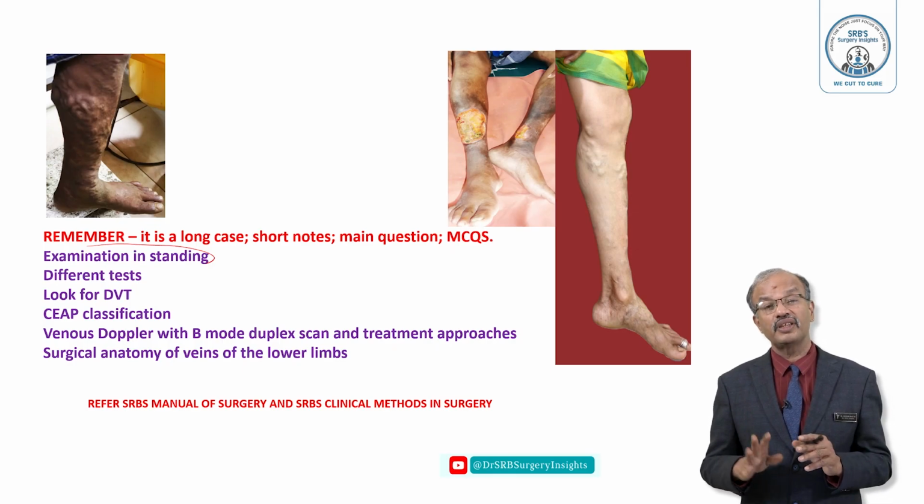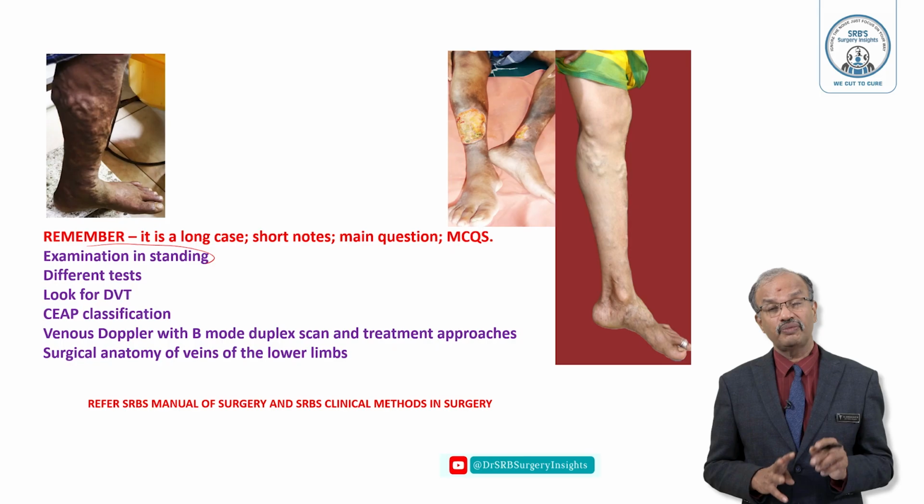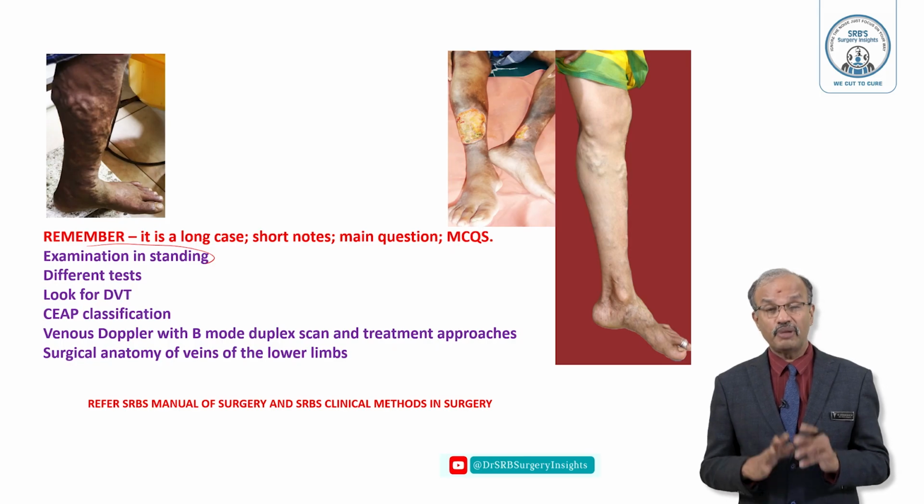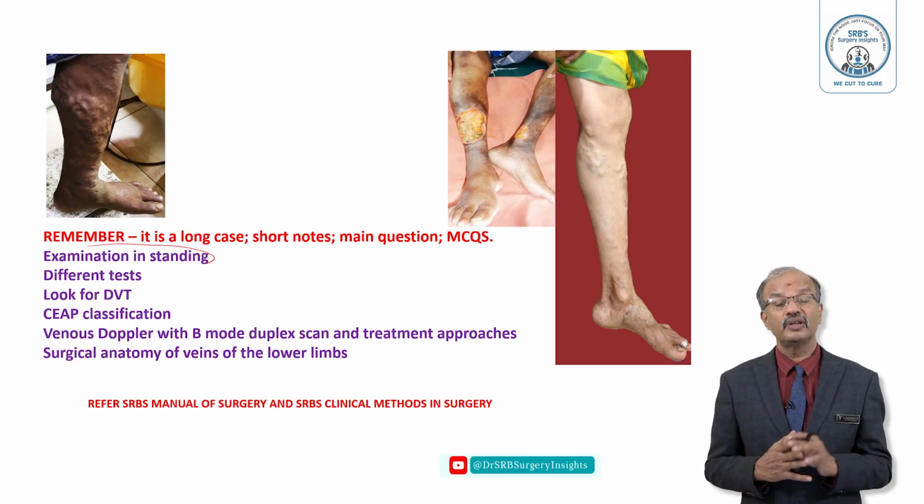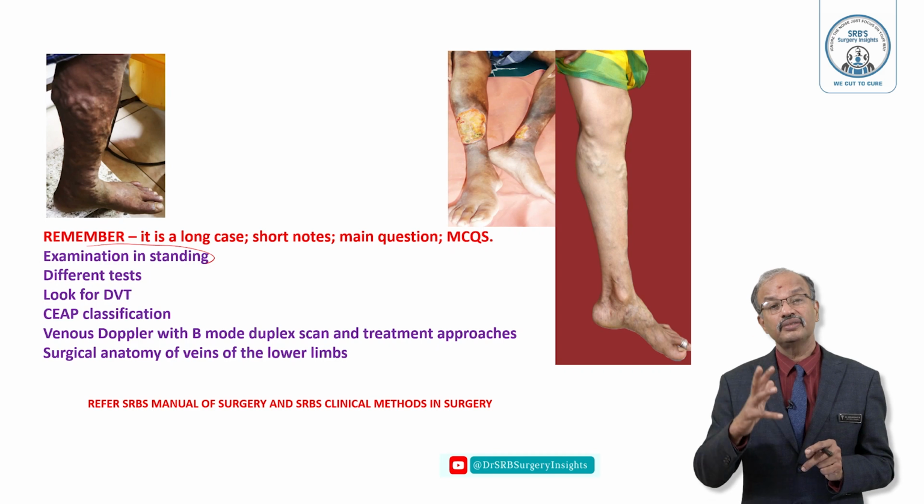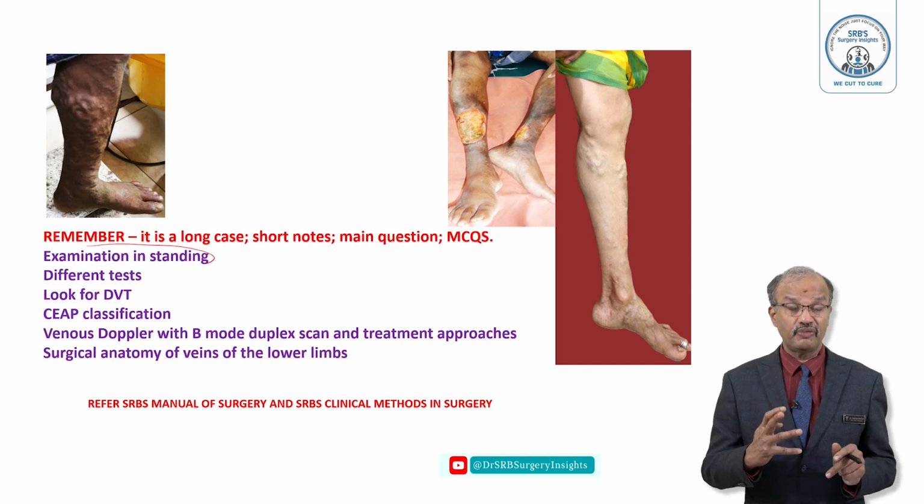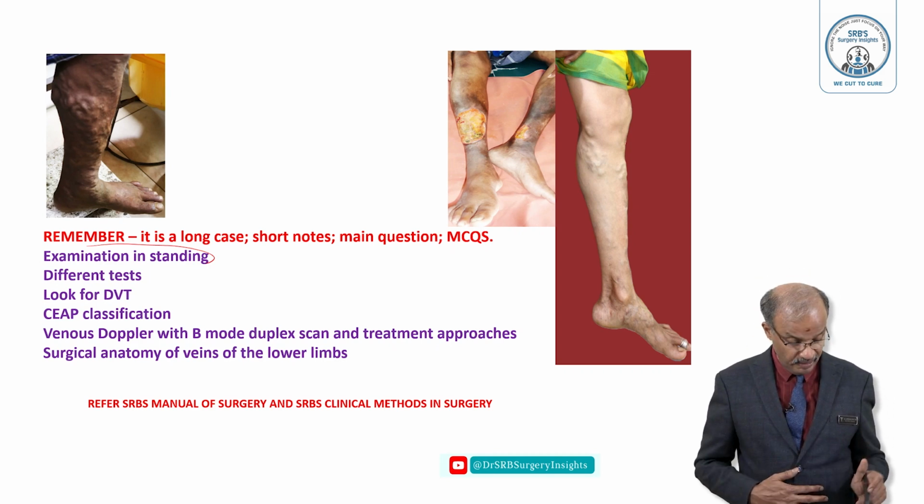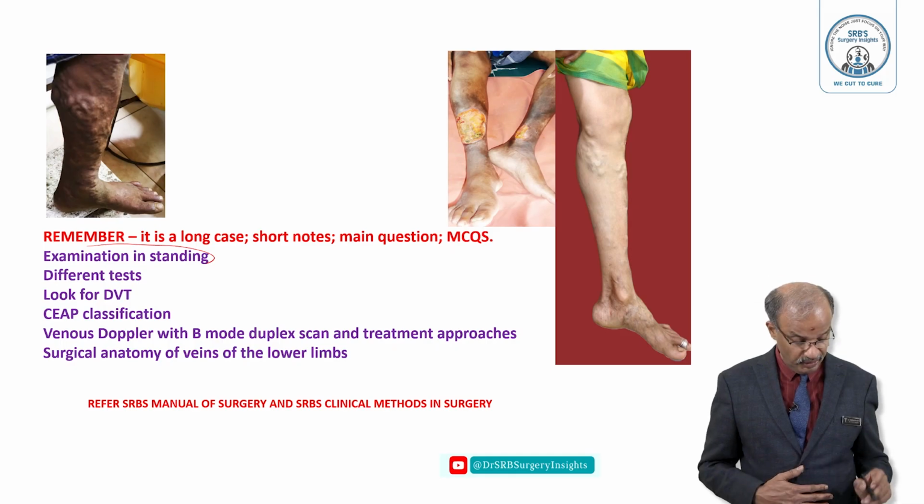Modified Perthes test: never empty the vein. Apply a tourniquet at the SFJ and ask the patient to have a brisk walk. Bursting pain is the most important thing you look for. Of course, after that, dilated veins and more prominent veins which are exiting. Never empty the vein. All other tests are done after emptying the vein.